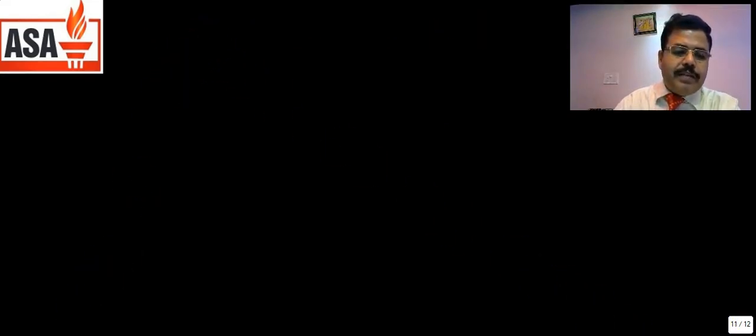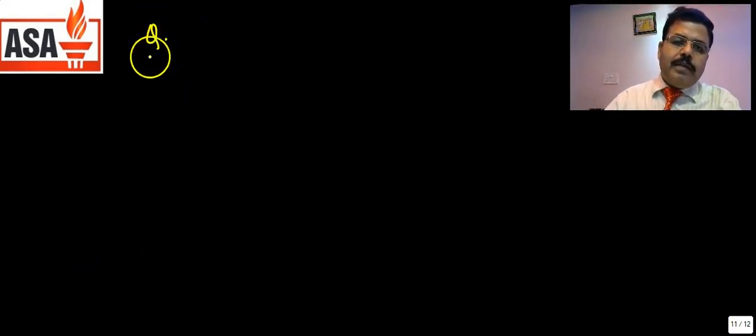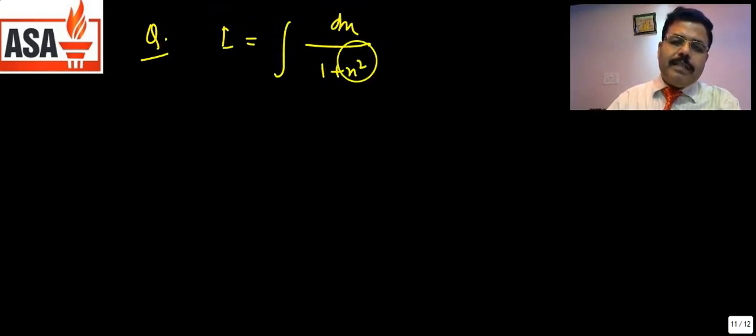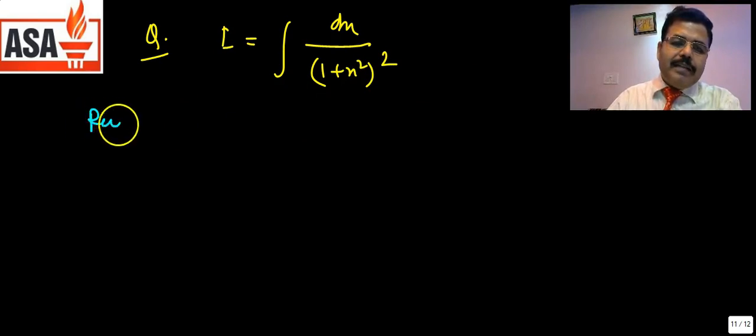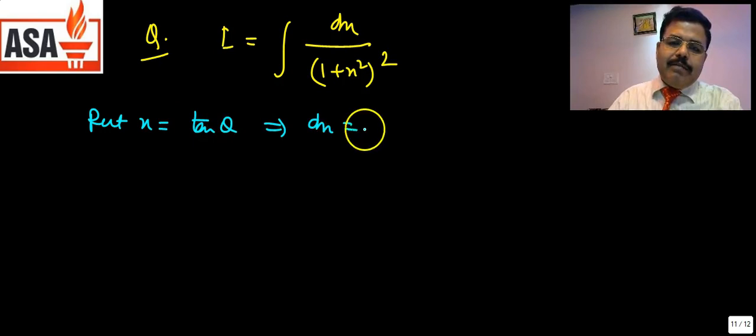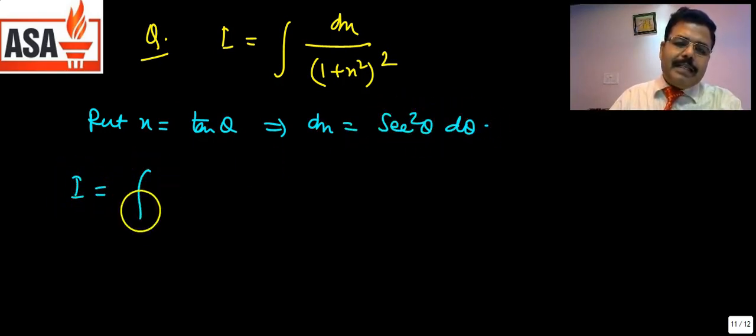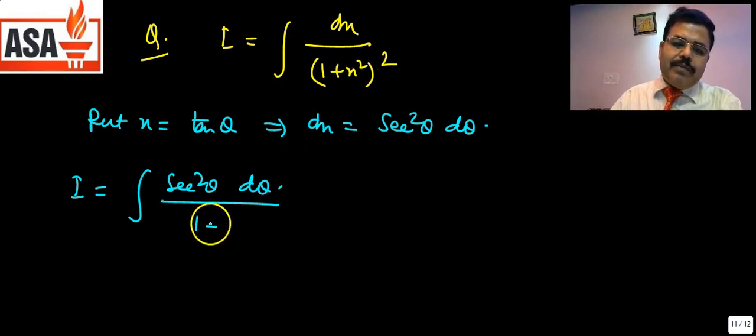Now the next question is, integral of dx upon (1 plus x square) whole square. To answer such a question, clearly one can say that put x is equal to tan theta. Then dx is equal to sec square theta d theta. Right? In that case, this will come as sec square theta d theta upon (1 plus tan square theta) whole square.